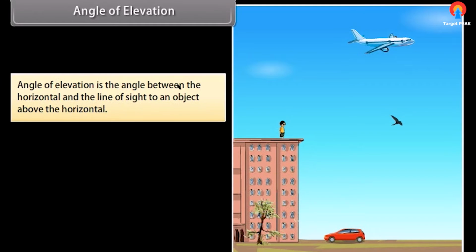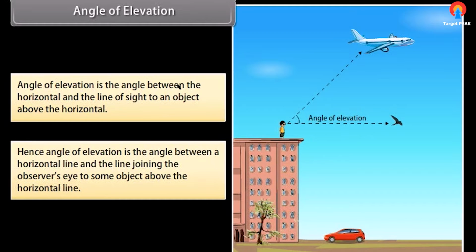Let us take an example to understand this. In this picture, an observer is standing at the top of a building and looking straight ahead at the birds which are in the horizontal line. The observer must raise his eyes to see the airplane which is in the slanting line. This line is also called the line of sight. The angle formed between the two lines is called the angle of elevation. Hence, angle of elevation is the angle between a horizontal line and the line joining the observer's eye to some object above the horizontal line.